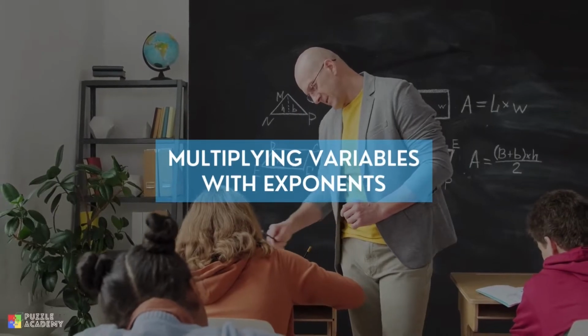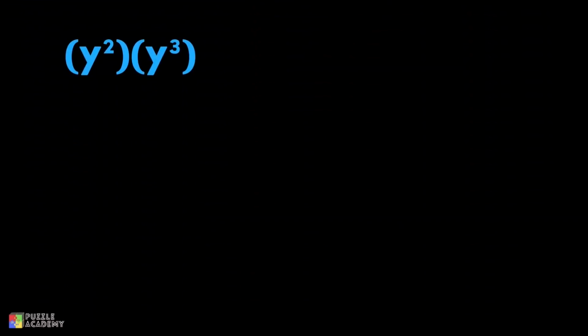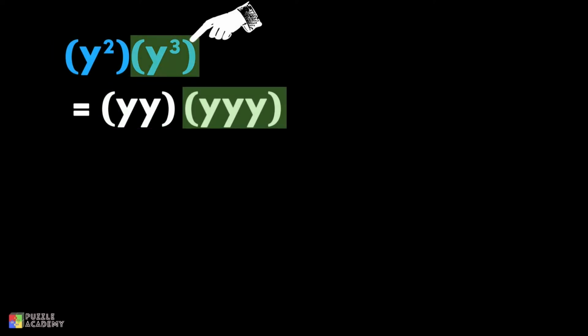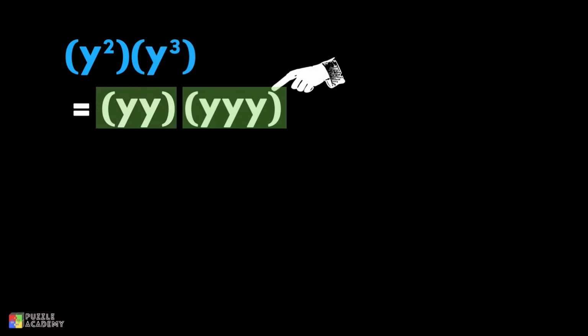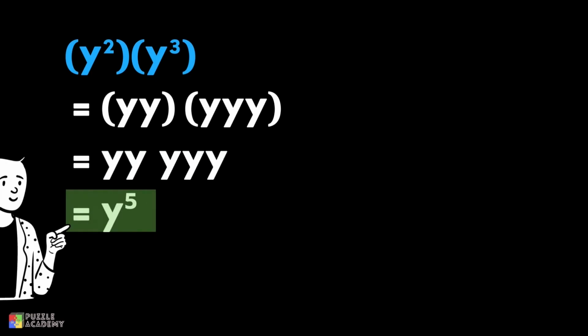Furthermore, in multiplying variables with exponents, how do we multiply this? So we have y squared times y cubed. We know that y squared is equal to y times y, and y cubed is equal to y times y times y. So let us write out all the multiplies. That is 5 y's multiplied together. So the new exponent must be 5. So we have y raised to 5.